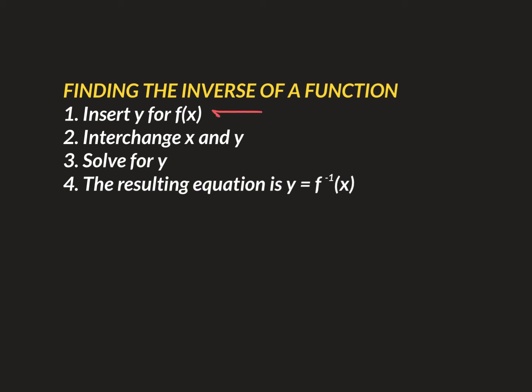The first thing to do is you plug in the y where the f of x was, because f of x is just function notation for y. Then the weirdest step is we're going to just interchange the x and the y. We're just going to switch them around. Then we're going to solve it for y, and the resulting equation is your inverse for y.